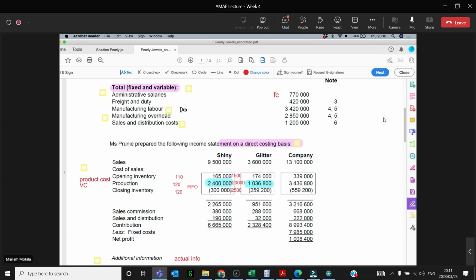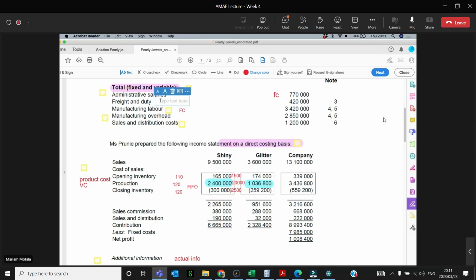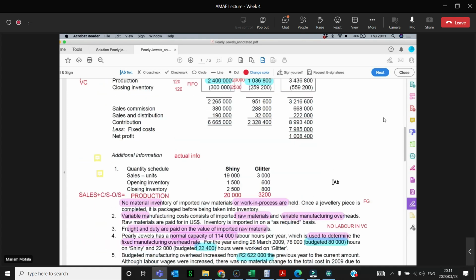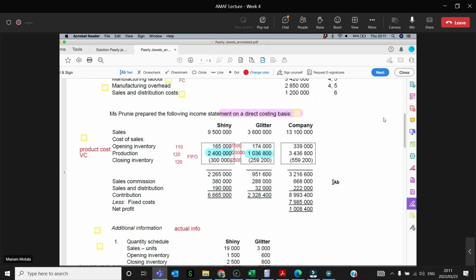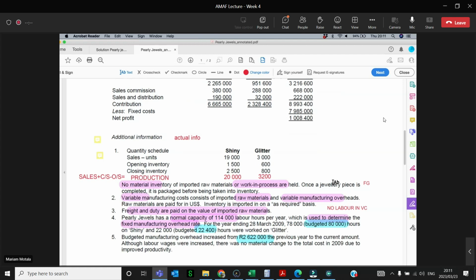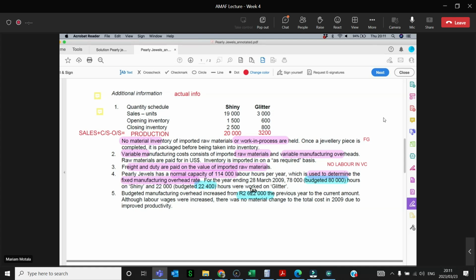So if you go back, immediately you can see that the manufacturing labor is going to be treated as a fixed cost, and your freight and duty is going to be a variable cost because it is aligned to the raw material, and that raw material is all consumed in the production of the product. There is no opening stock or closing stock of raw material. Now, when you look at manufacturing labor and overhead, they tell us to read notes 4 and 5.